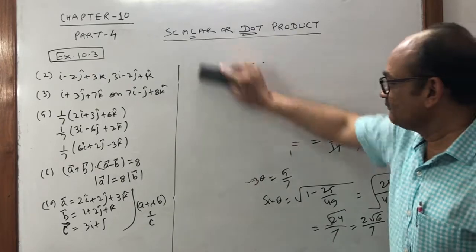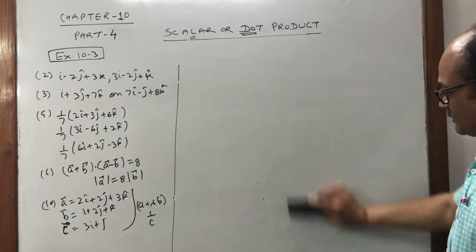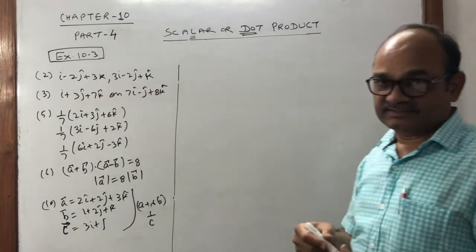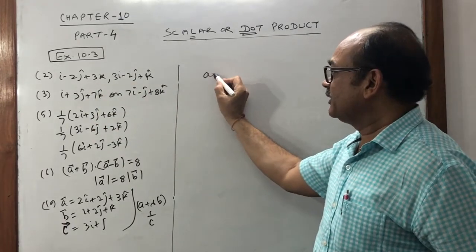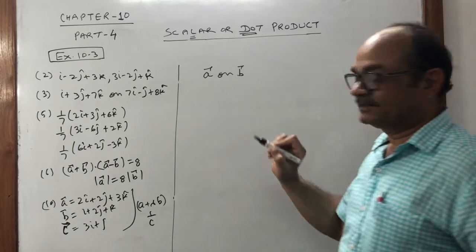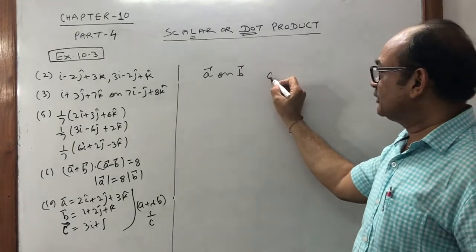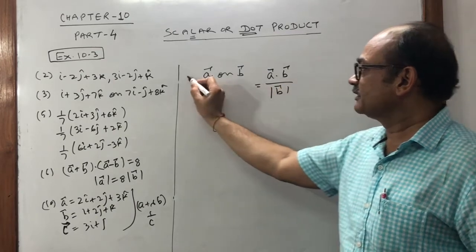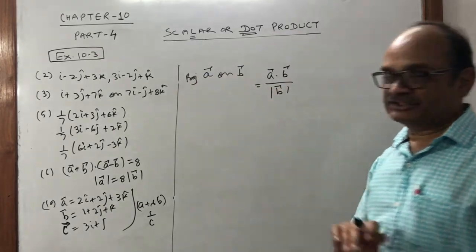Question number 3. In this question, we want the projection of this vector on this vector. Projection of A on B. And you know the formula. Projection of A on B means the magnitude of B is in the denominator.